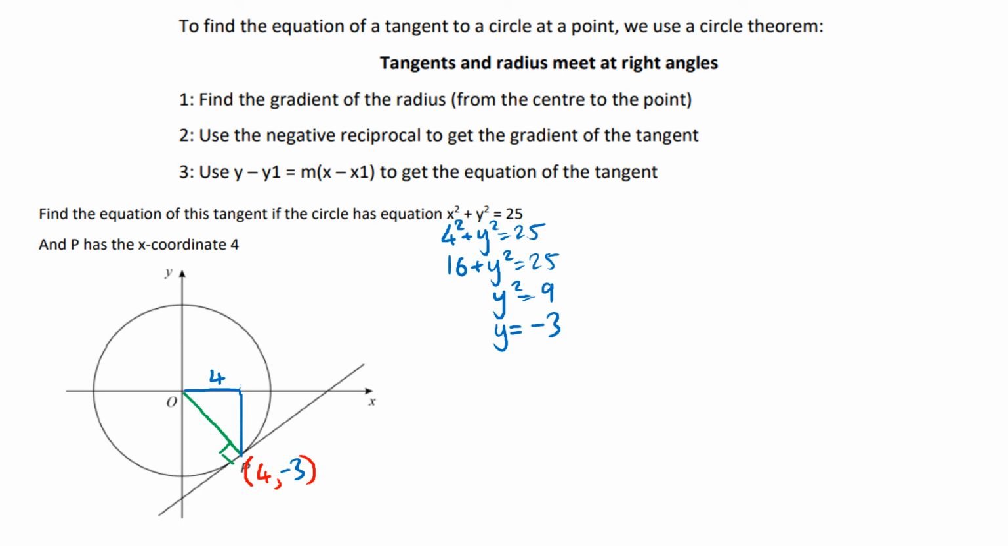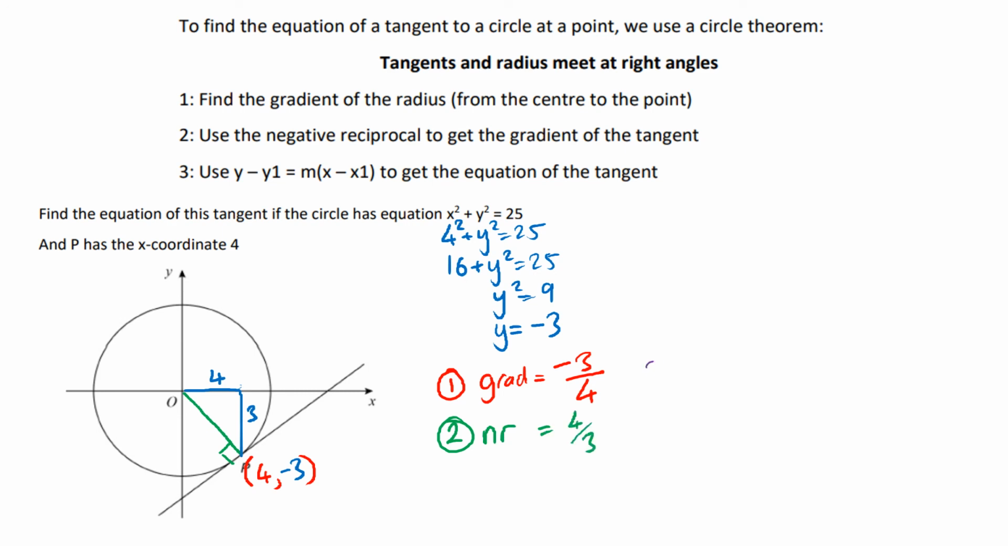Anyway, we've got our coordinate, so we know that this is 3 squares down, and now the rest of this is 1, 2, 3. So our gradient of the radius is equal to change in y, which is 3, over change in x, which is 4. It's negative though, because it's clearly going down, so our gradient is minus 3/4. Then we want the negative reciprocal, which would be 4/3. Flip it, change the sign.